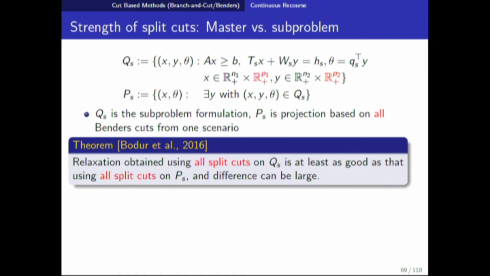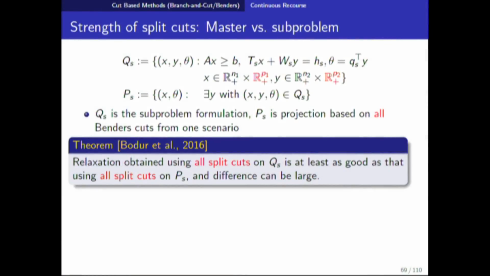It's an important class of cuts. And what we found is that if you could add all the split cuts to this extended variable space relaxation, compare that to adding all the split cuts in this projected space, the master problem space, that, first of all, it's always at least as good to do it in the extended variable space. And in fact, doing it in the extended variable space can be much better. We just have examples that show the difference can be really huge.